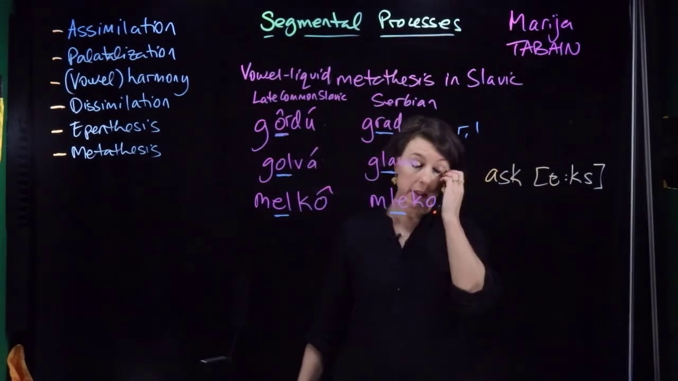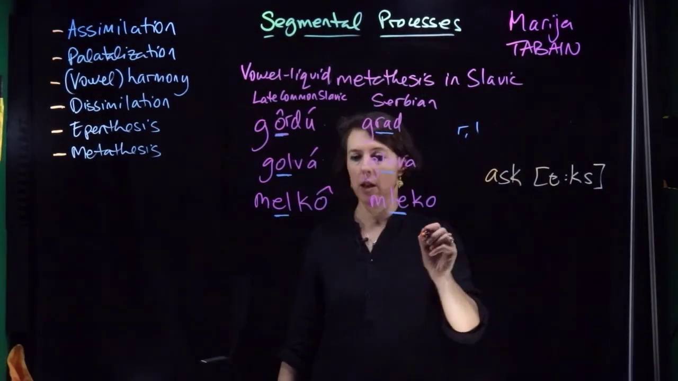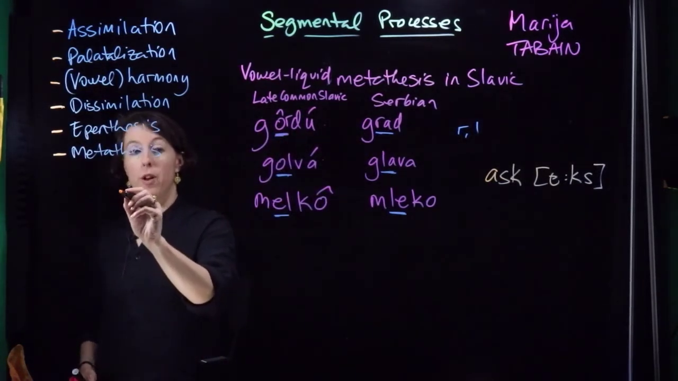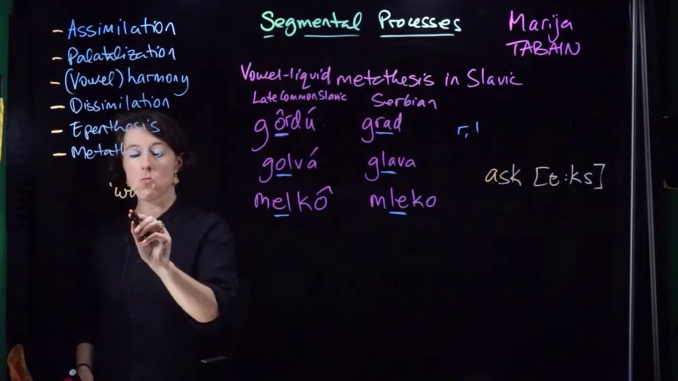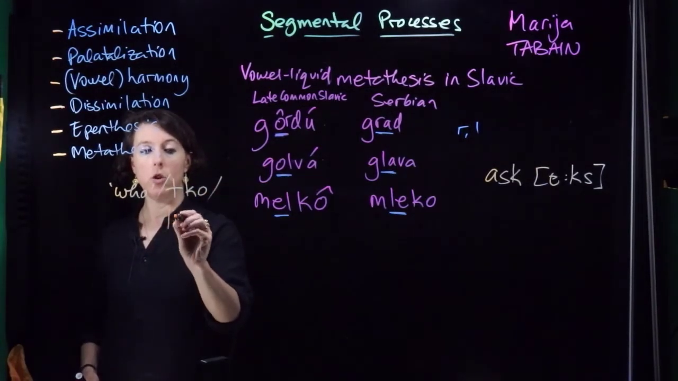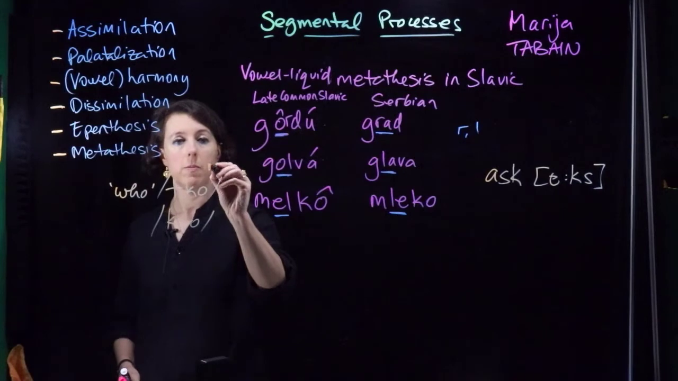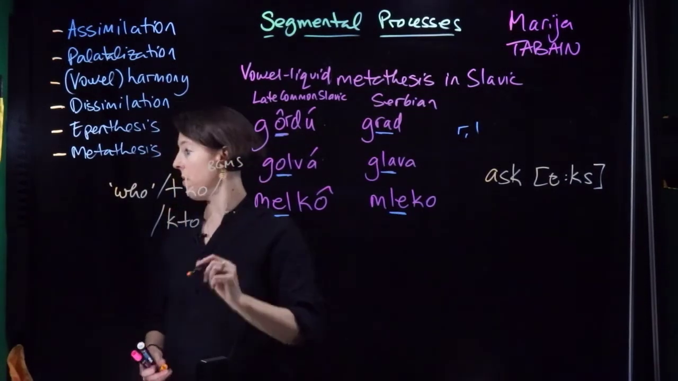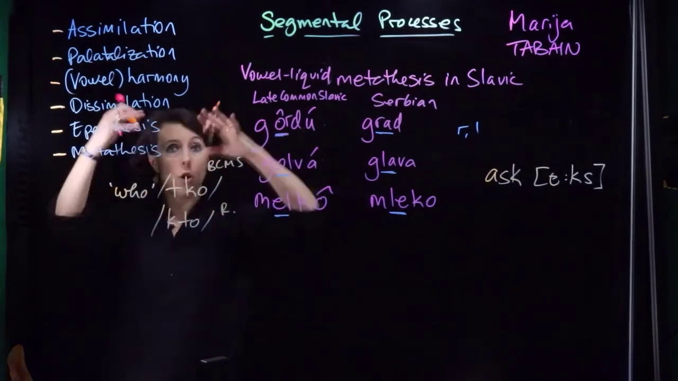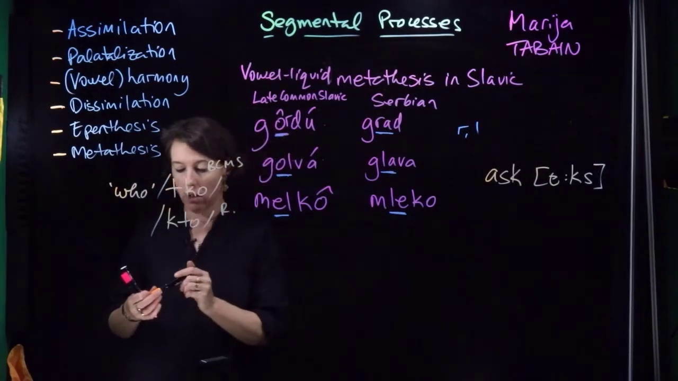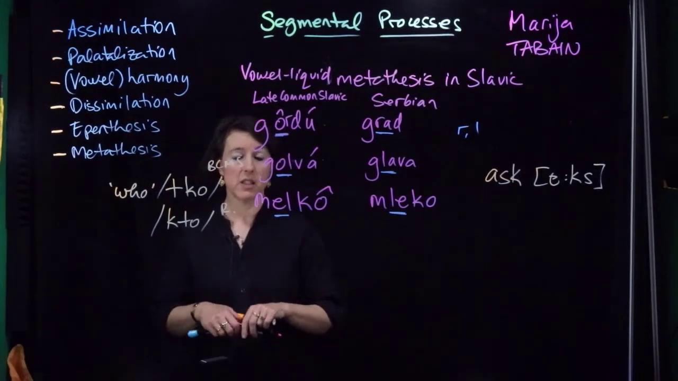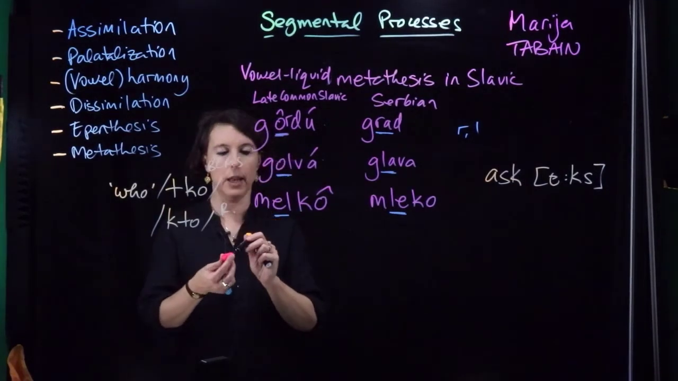It can target even stop clusters, especially like in BCMS, Bosnian Croatian Montenegrin Serbian. The word for who is tko, but in Russian it is kto. BCMS, and here's Russian. Okay, so we flipped the tk to the kt. Historically, this happened at some point, over hundreds of years. So that's an example of historical metathesis, as of course the more famous example is vowel liquid metathesis in Slavic.